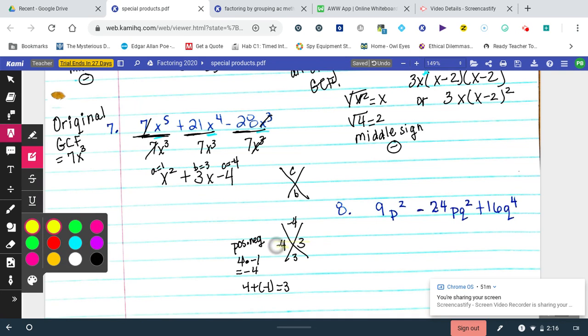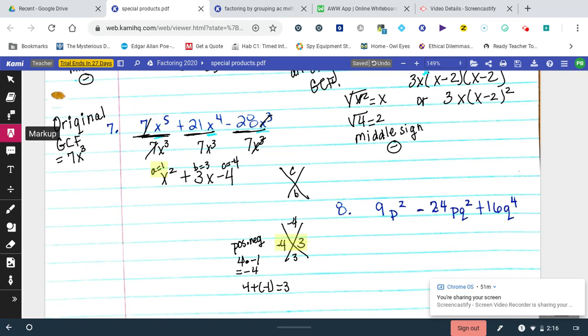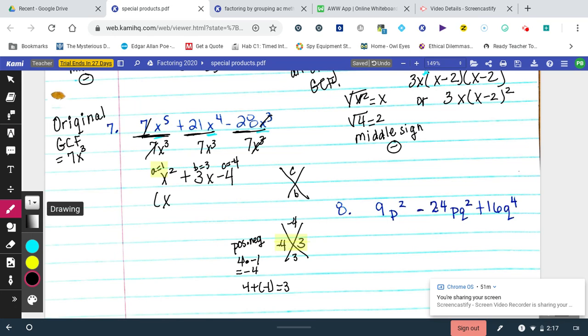Okay, anybody know why we don't need to use the numbers on the sides of the x to rewrite the middle? Okay, look at your leading coefficient. Your leading coefficient is a 1. The only time you use the numbers on the sides of the x to rewrite the middle is when your leading coefficient is something other than a 1. When your leading coefficient is a 1, you can simply use these numbers on the sides of the x in the actual factors. So you can write x minus 4 times x plus 3.